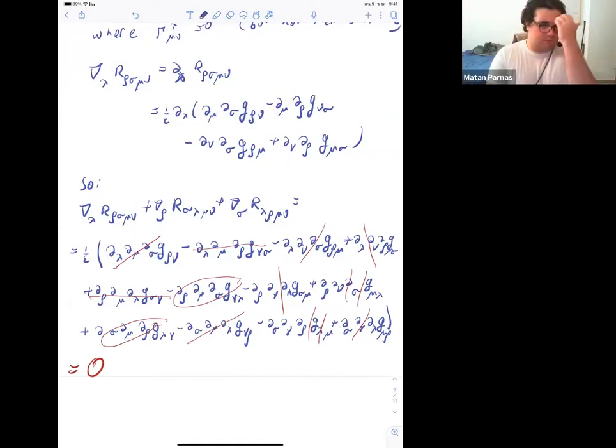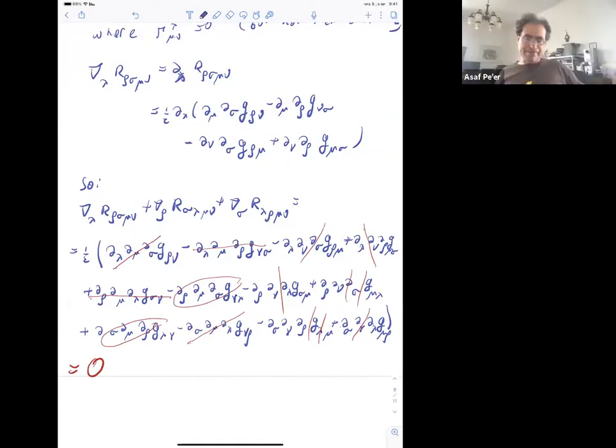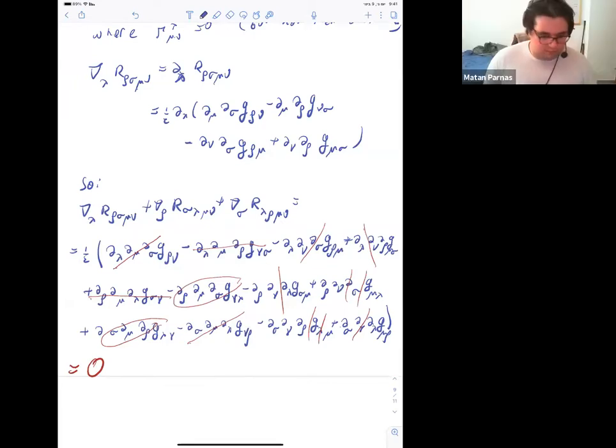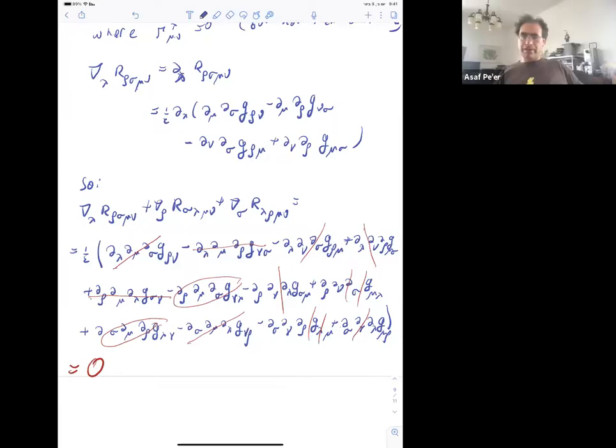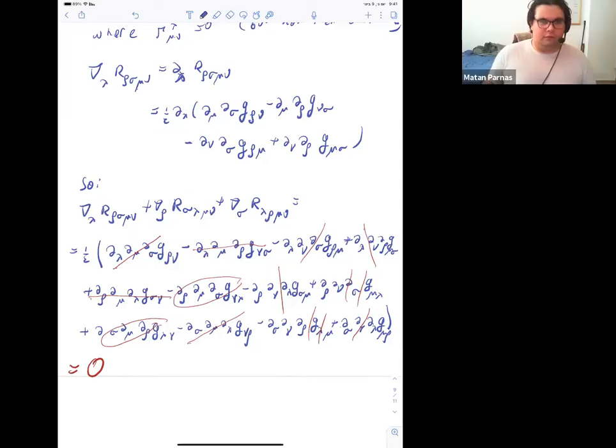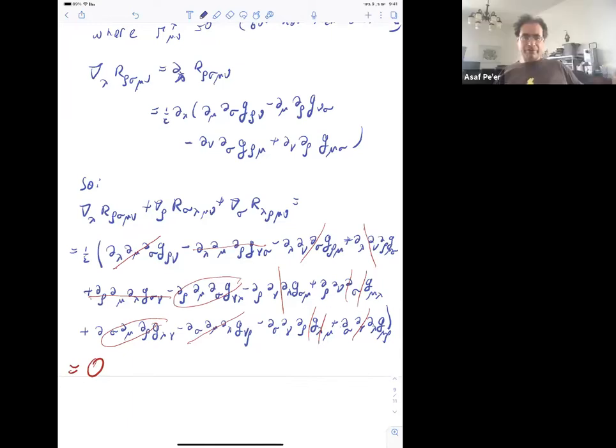Can I ask a question? Yes. But isn't this basically like the properties that we said before, that the cyclic permutations of at least 3 indices vanish? No, because now I took the derivative. I took 3 different derivatives here. I took the permutation with the derivative. Right.